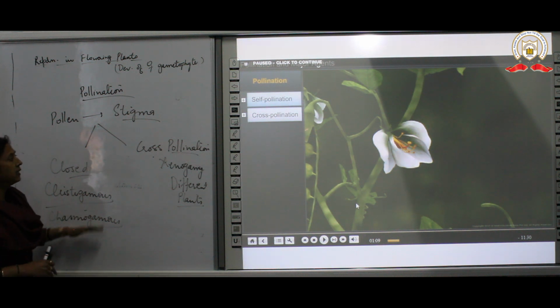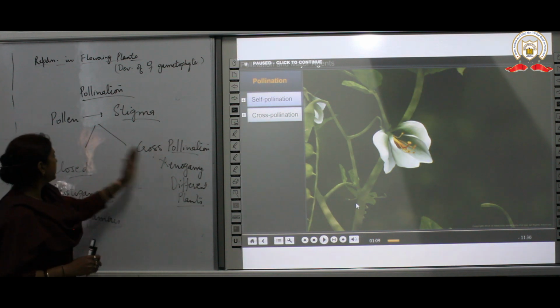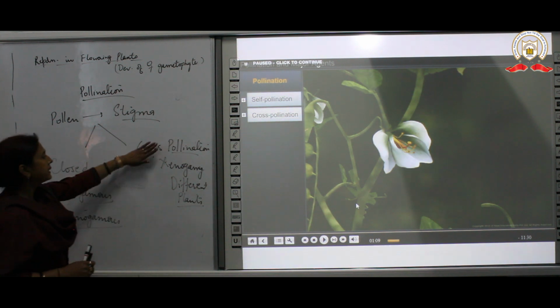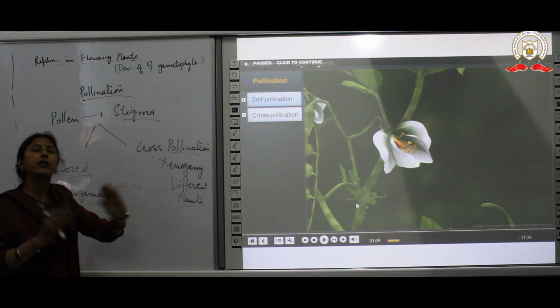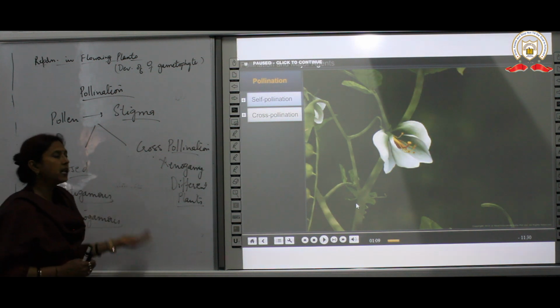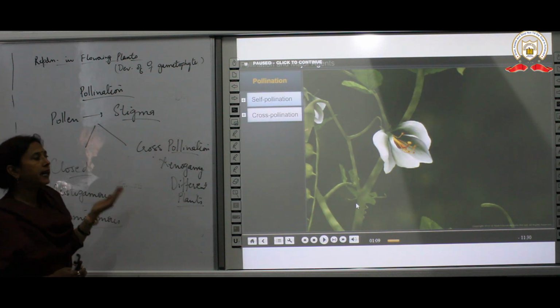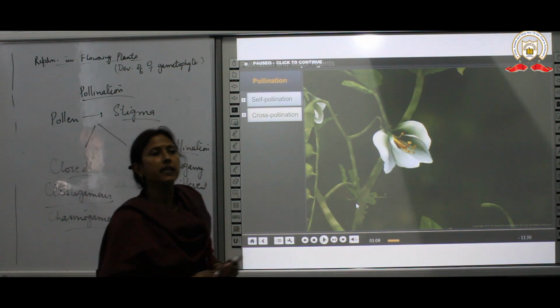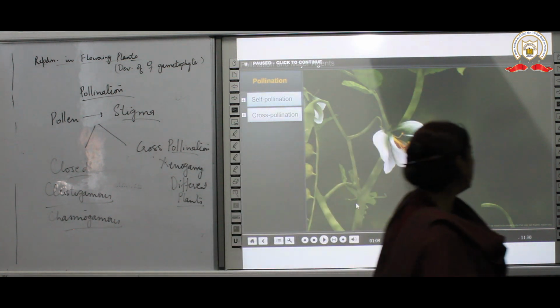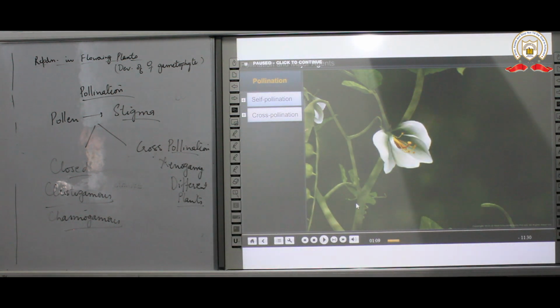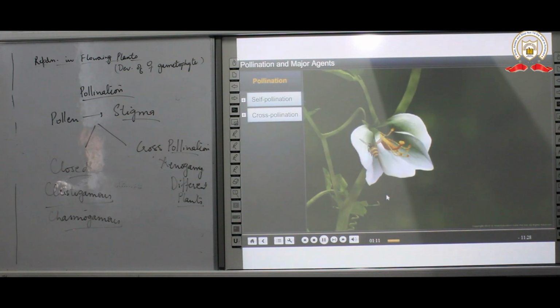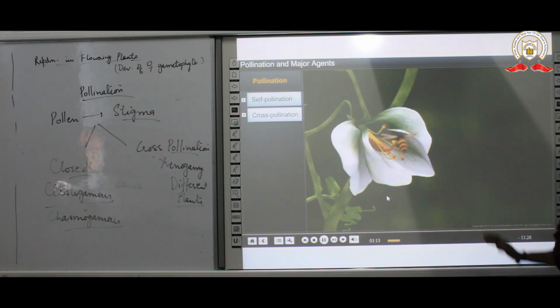So they may not ensure the formation of seeds. The advantage of cross-pollination over self-pollination is that, since different plants are involved, it helps in genetic variability, and when there is genetic variability, the adaptability, the chances, and the contribution in evolution also increase. So, we are discussing self-pollination and cross-pollination.